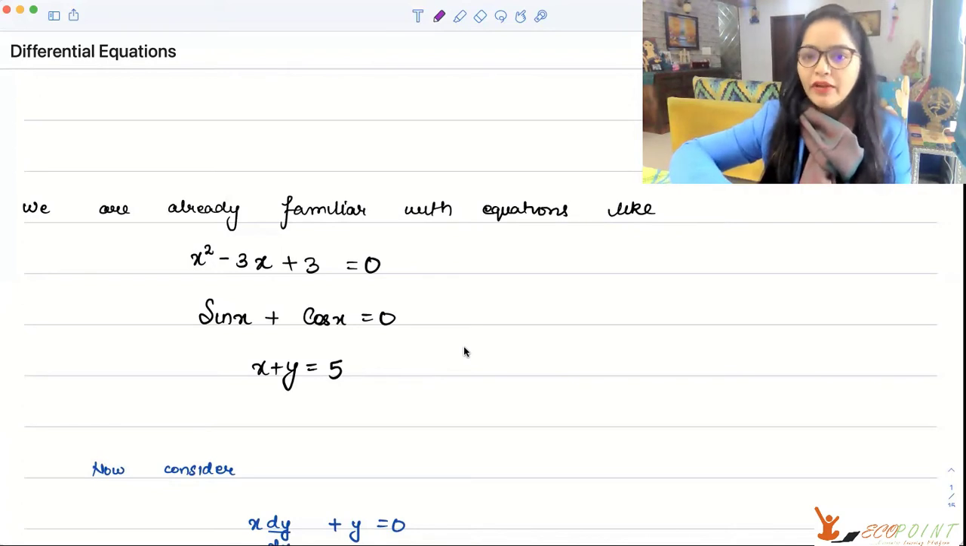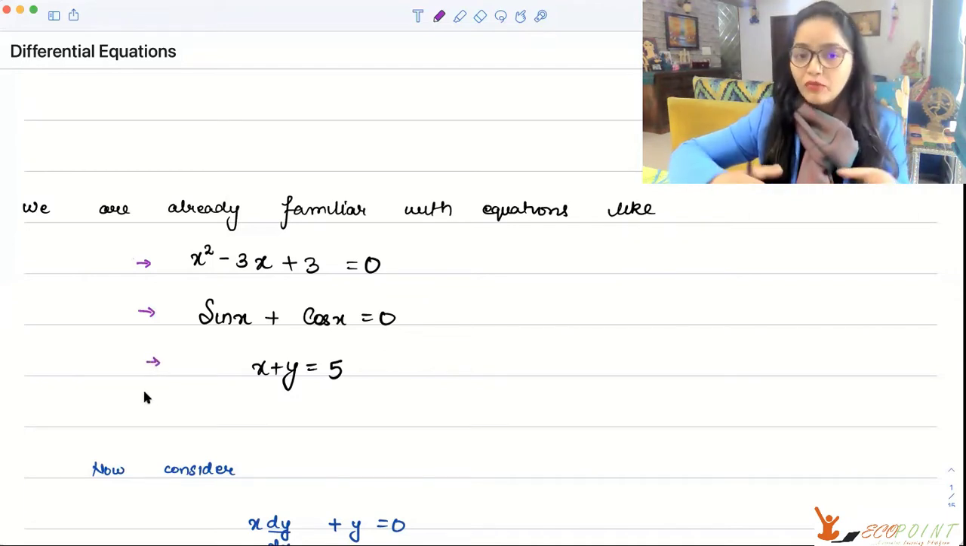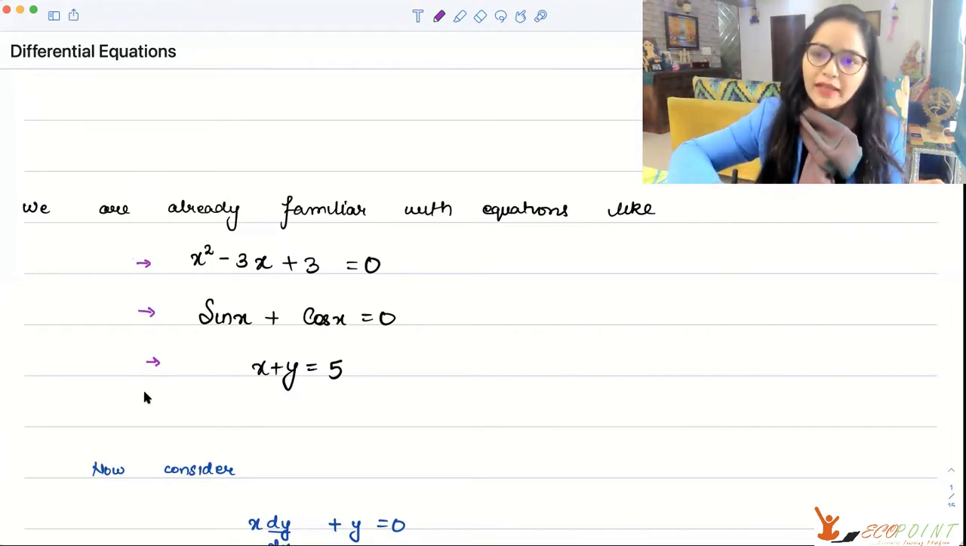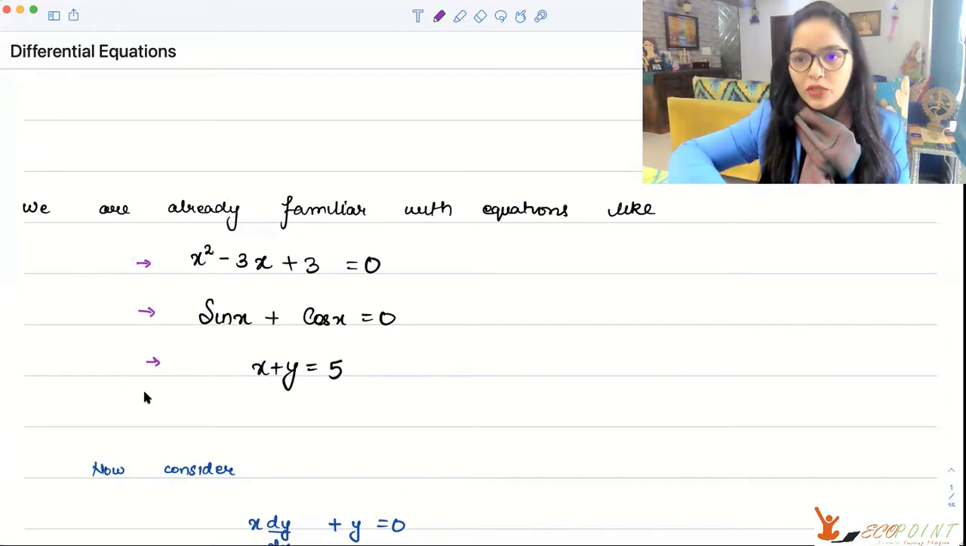Now, we're already very much familiar with equations of this kind. You can have a quadratic equation like this, you can have a trigonometric equation like this, and you can have a simple linear equation like this. We are very much familiar with these equations, how to solve them, and whatever is working around these equations, we know very well about it.